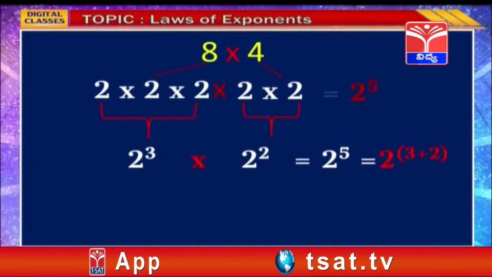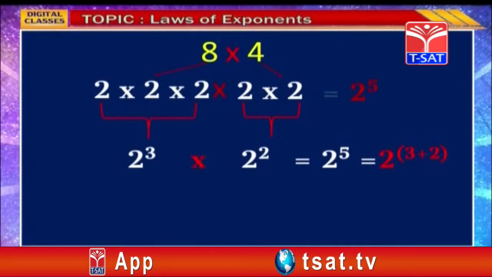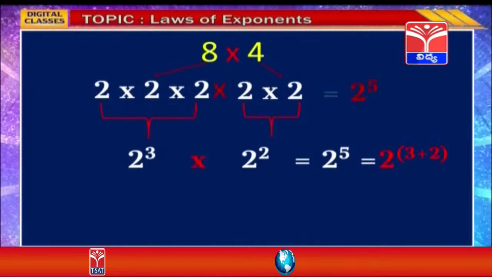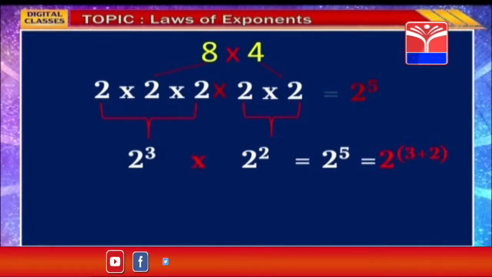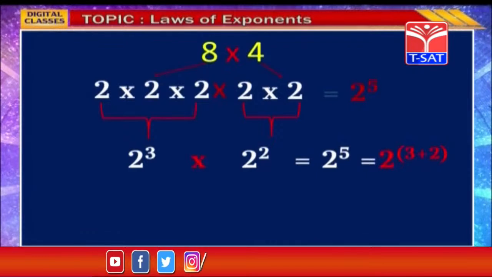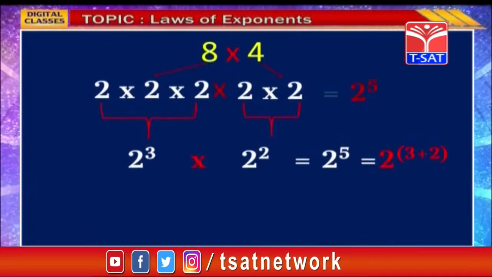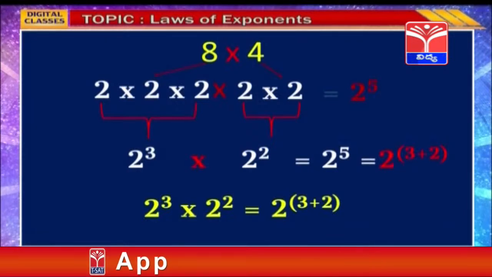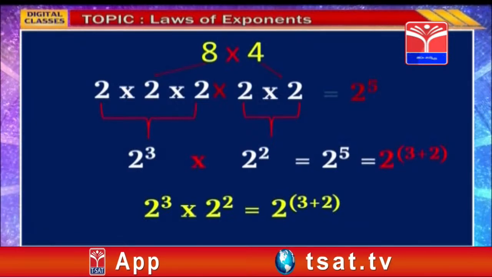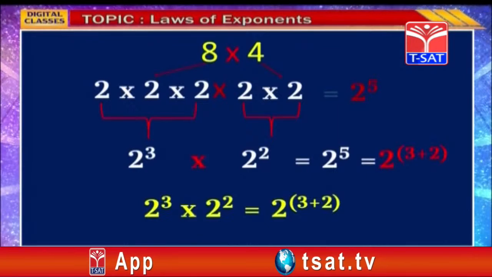So we will make it equal to 2 to the power of 5. How did you get the 5 here? See here, we get this 5 when we add this 3 with 2. So therefore, 2 to the power of 3 into 2 to the power of 2 is equal to 2 to the power of 3 plus 2.